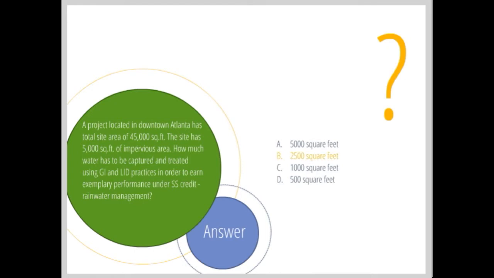The answer is 2,500. The credit requirement is to use low-impact development, or LID, practices to capture and treat water from 25% of the impervious surfaces. In order to earn exemplary performance, the project would need to double that to 50% of impervious areas. In this case, it's 50% of 5,000 square feet.